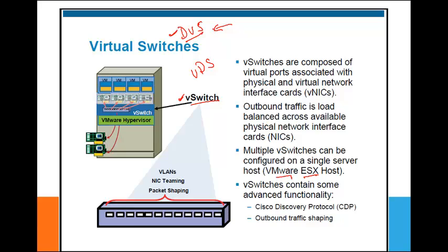And there are some drawbacks in both. That's why we have 1000V. 1000V is a Nexus iOS, Cisco product. But one important thing for 1000V is that this DVS, distributed virtual switch, is mandated.